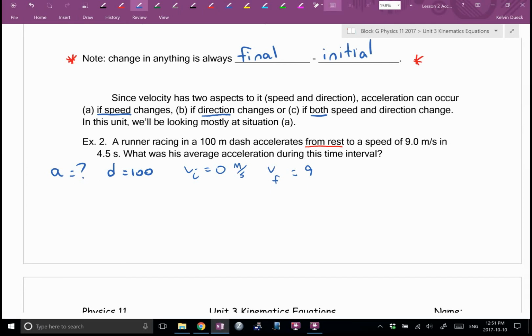Then I see a 4.5. What's that 4.5? What are the units next to that 4.5? S. Seconds. What is that 4.5? Anybody? Maddie? Time.